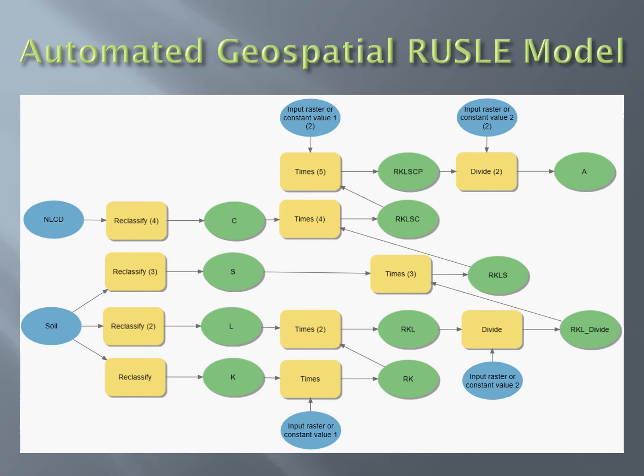So here is the model. The soil data created the K, L, and S raster. The NLCD data created the C raster by reclassifying it using the crop management factor values. Then each were multiplied with each other. The R factor was found from the iso-erodent map. The R factor for the small island was a single number. We will see that later. It is 400. So the R factor was multiplied by the K factor to give the RK raster. The RK raster was multiplied with the L raster to give the RKL raster.